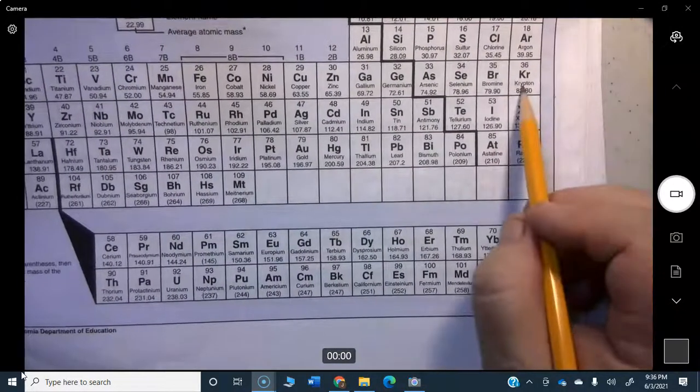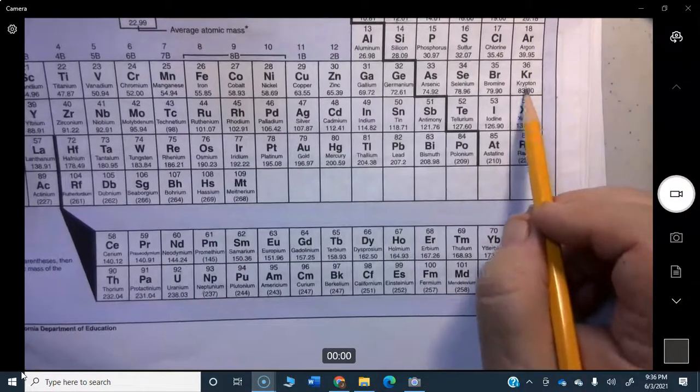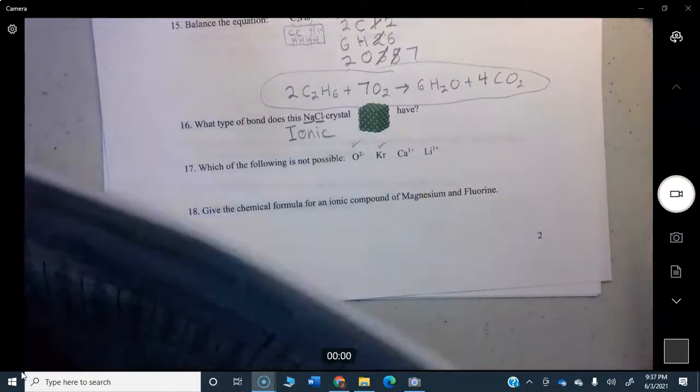Krypton. Krypton with no charge on it. Well, that's what a noble gas has. A noble gas is not going to ionize. It's not going to gain or lose electrons. So krypton is fine. Okay, calcium.